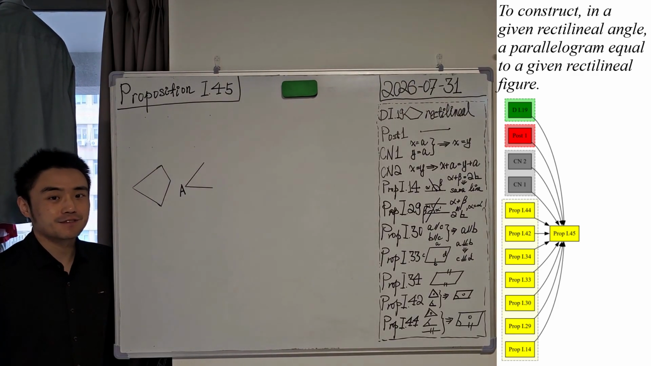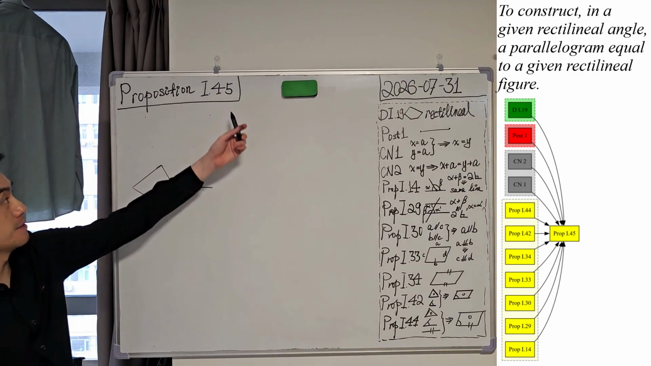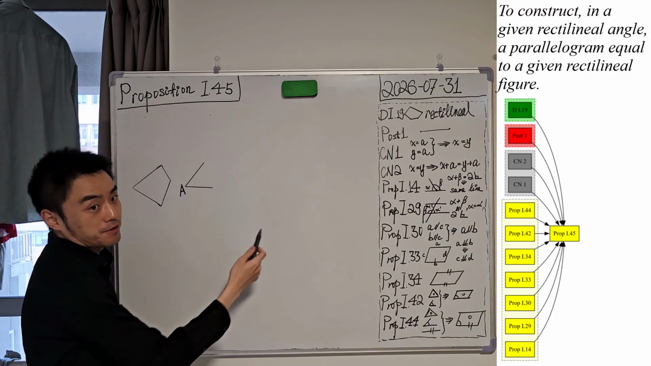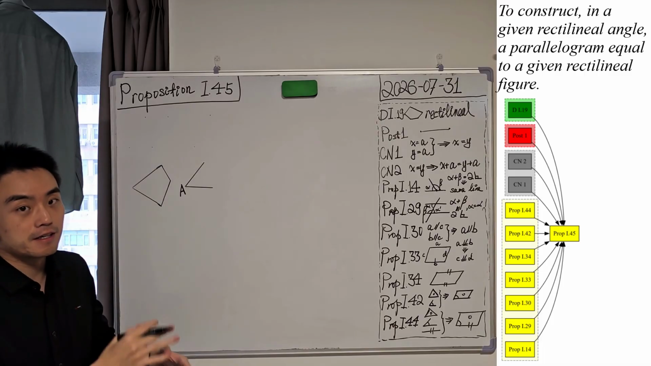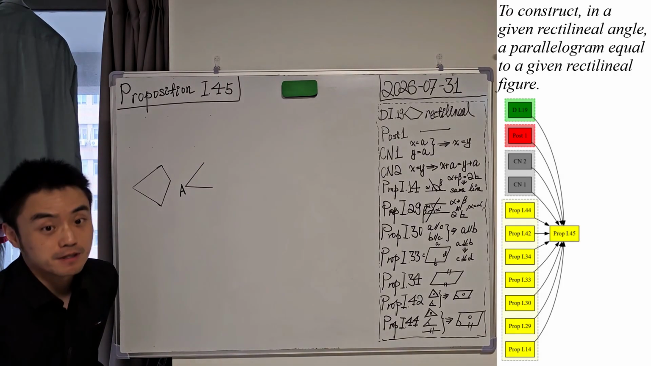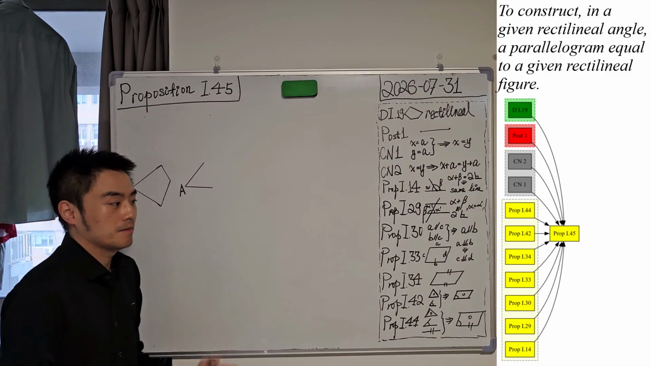Good afternoon. In this video, we are going to talk about proposition 45 from book 1. I think this could be one of the most complex Euclidean construction propositions from book 1, but don't be afraid of it. Let's conquer it step by step, okay?